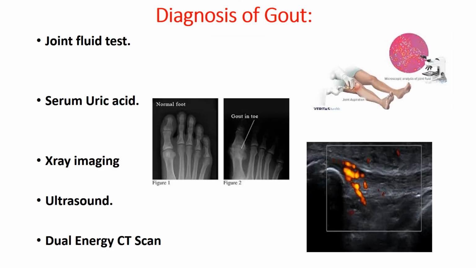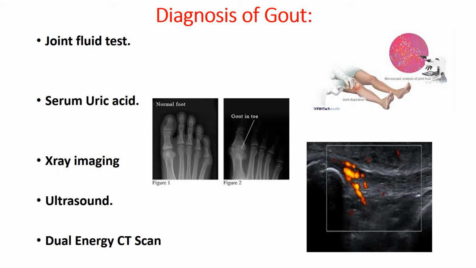Diagnosis of gout. Tests to help diagnose gout may include a joint fluid test. Your doctor may use a needle to draw fluid from your affected joint. Urate crystals may be visible when the fluid is examined under a microscope.